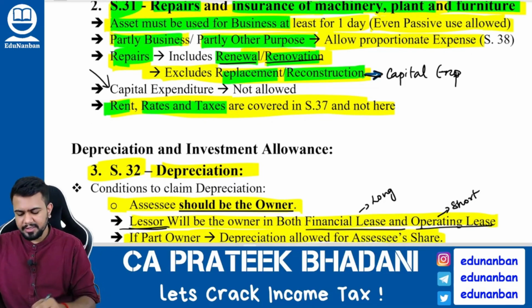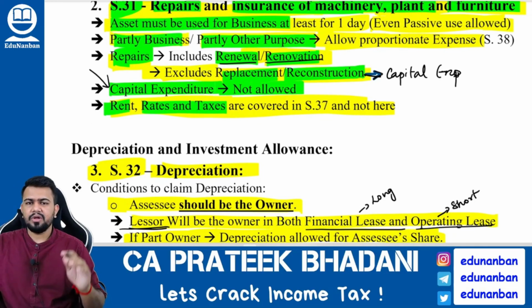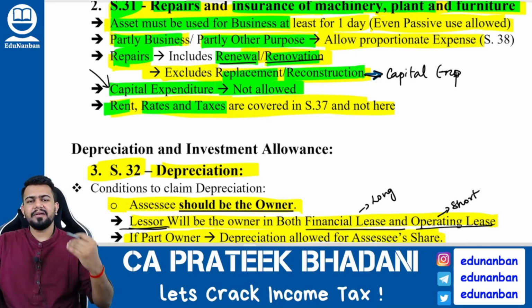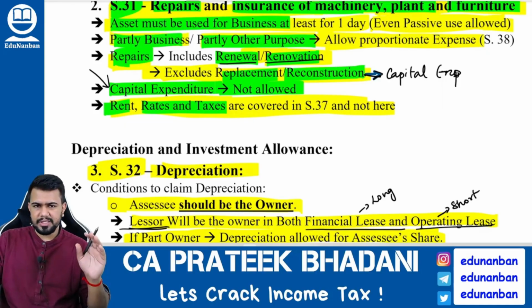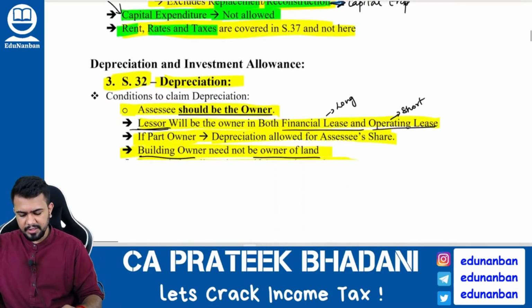So what about capital expenditure? Since capital expenditure is not allowed as deduction, it can be added to the cost of the plant and machinery, and on the added cost you can claim depreciation. Fine.